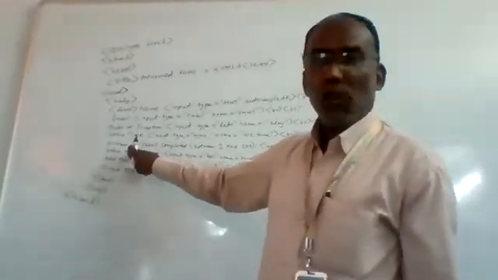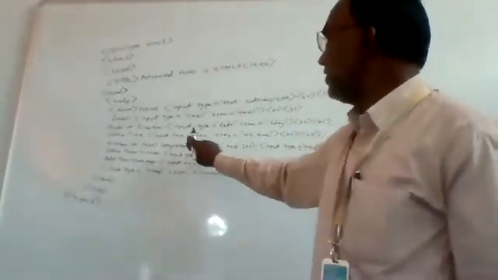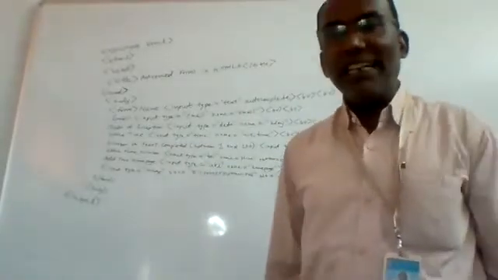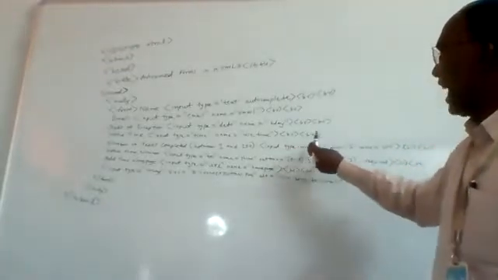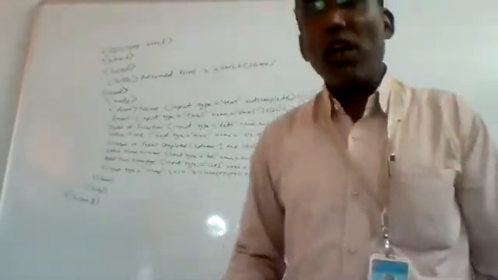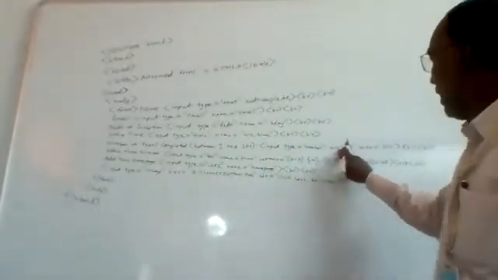Next, number of years completed, between 1 and 100. Input type is equal to number. Now here we are using this input element, input type is equal to number, and here we are using min and max attributes for validation purpose. Then we add the br tag.